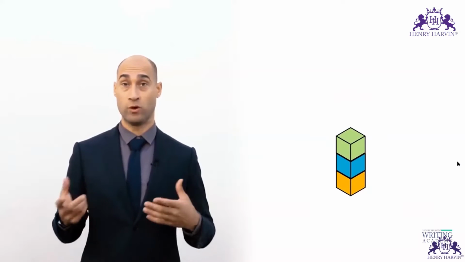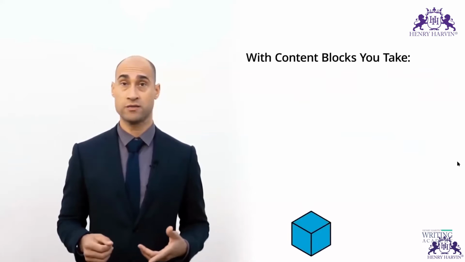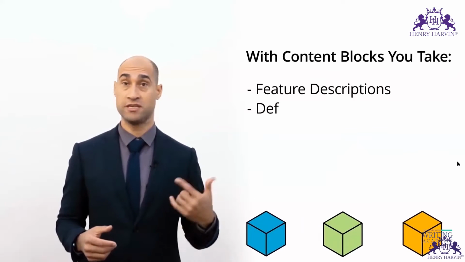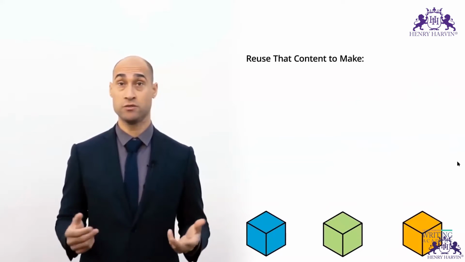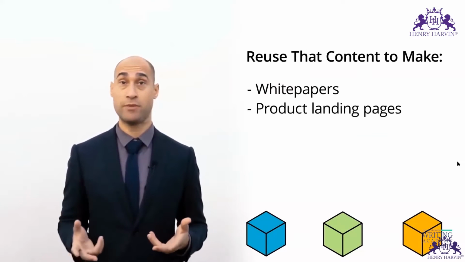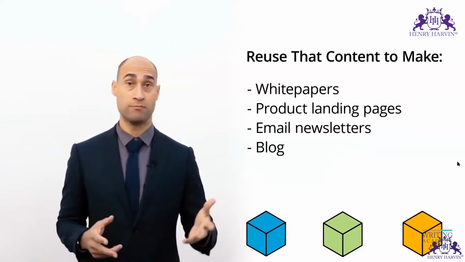When you structure content, each container is a block, which can contain content. You can make one deliverable from your blocks, but then you can easily pull it apart again to make something new. You can make one person a race car and then use the same pieces to make someone else a helicopter. With content blocks, you could take feature descriptions, definitions, product names, calls to action, and more. And you could reuse those to make white papers, product landing pages, email newsletters, blog posts, brochures, documentation, or more.